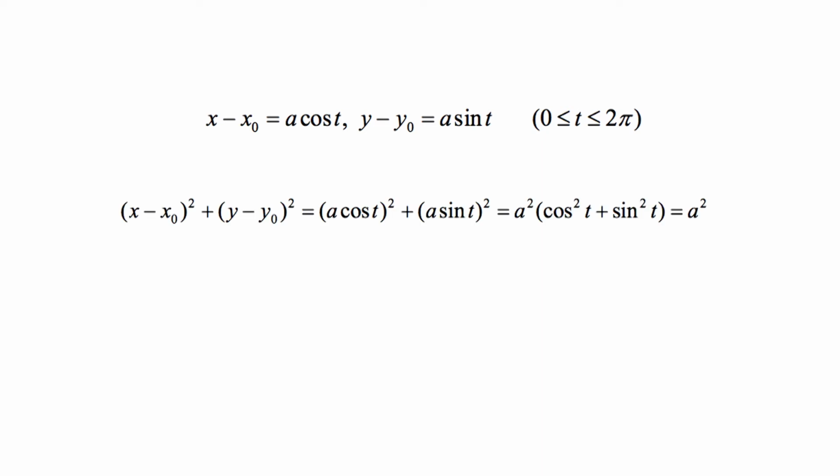Thus, (x − x₀)² + (y − y₀)² = (a cos t)² + (a sin t)², which is equal to a²(cos² t + sin² t), which is equal to a². That is, (x − x₀)² + (y − y₀)² = a² is the Cartesian equation that represents a circle of radius a centered at (x₀, y₀).